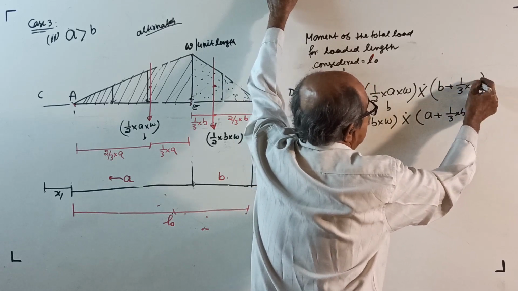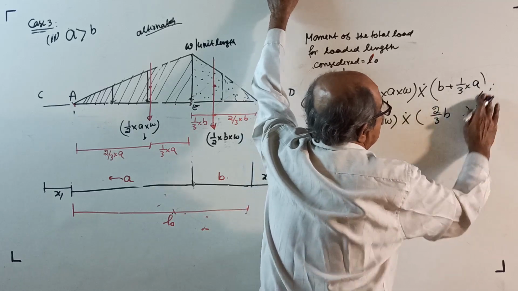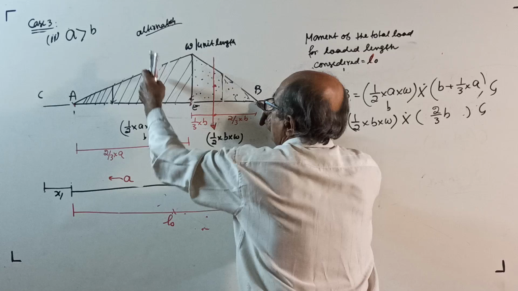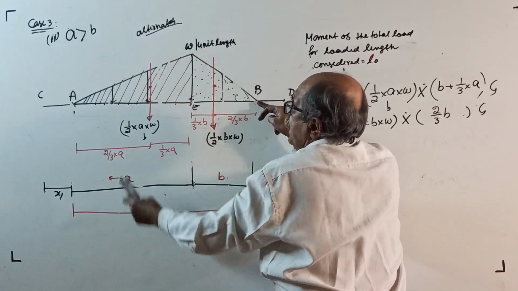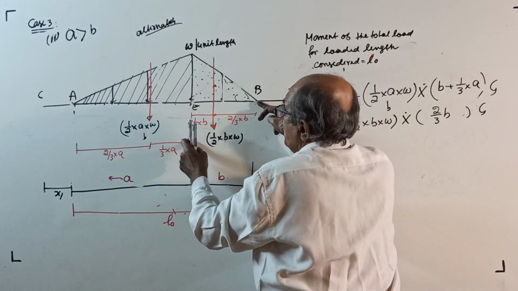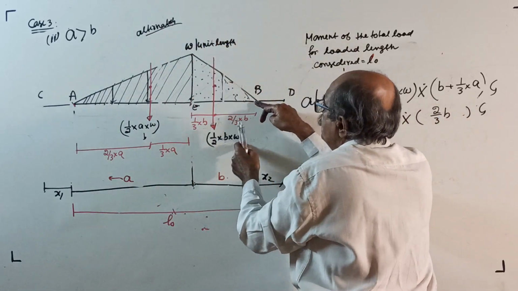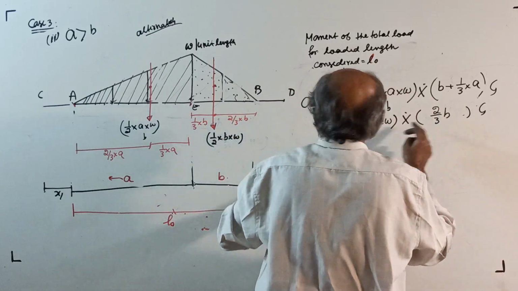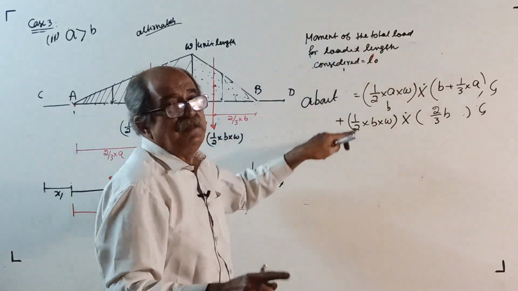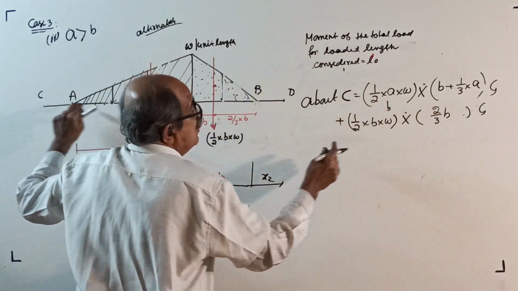Now, moment about B. I will explain in 1 minute. See here, moment about B: half into A into W is the load, into B plus 1/3 of A, plus half into B into W into 2/3 of B. Both are anti-clockwise. Now you have tried four times all the statements if you learn, not like me. Moment about C here.